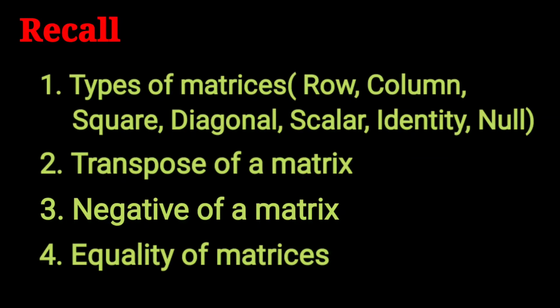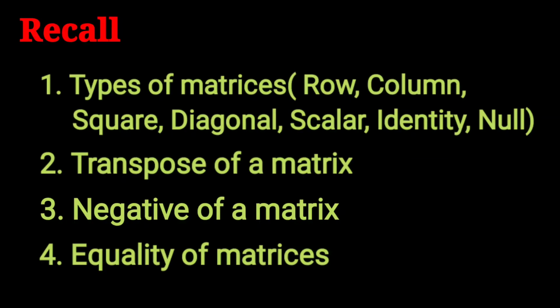Row matrix. What's a row matrix? A matrix which has only one row but any number of columns is known as a row matrix. Column matrix. Which is a column matrix? A matrix which has only one column but any number of rows is known as a column matrix. Third one is a square matrix. A matrix which has equal number of rows and columns is known as a square matrix.